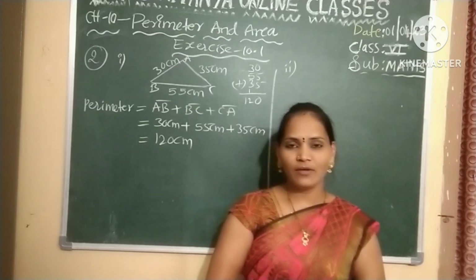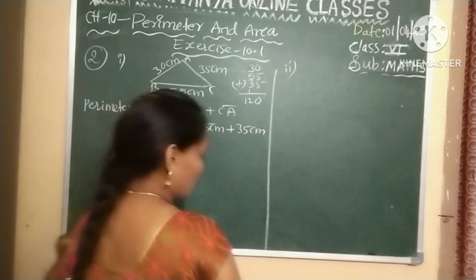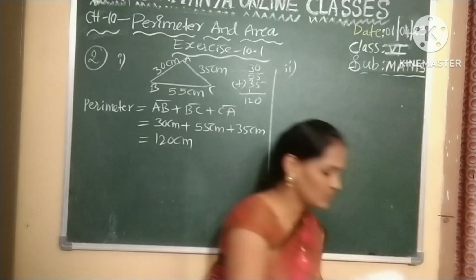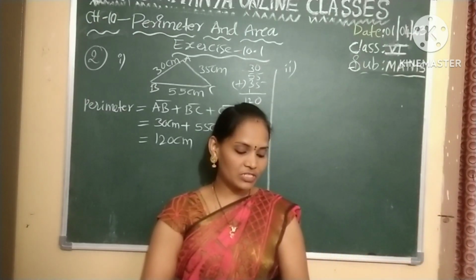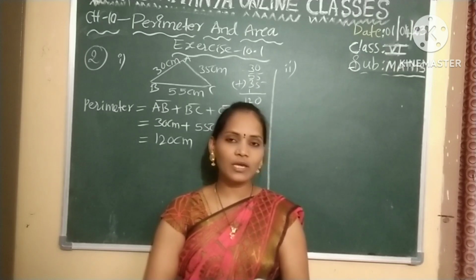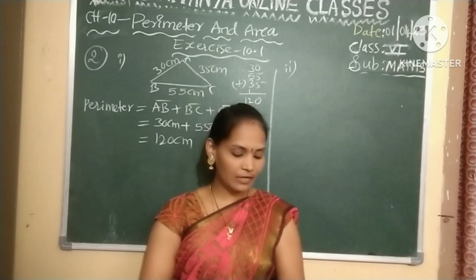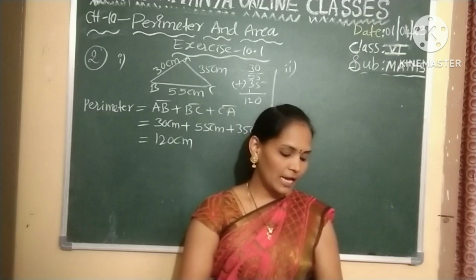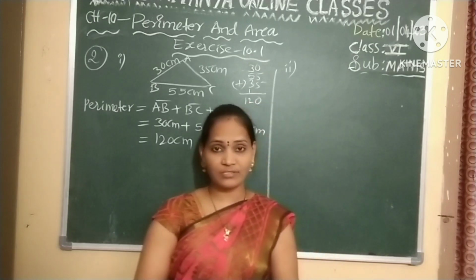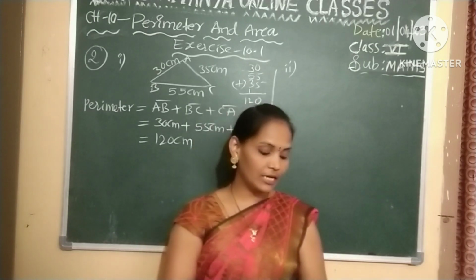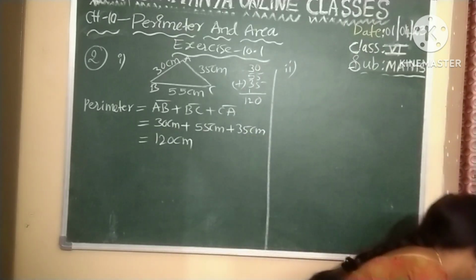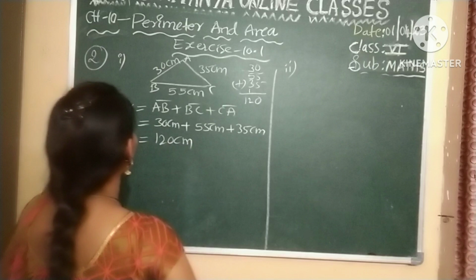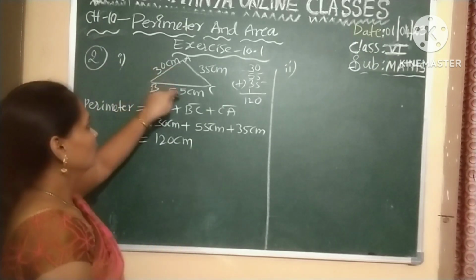Now, let us see the question. See here, the second question is given. Find the perimeter of each of the following figures. Okay, a few figures are given whose perimeter we need to find, and we should find out the cost of fencing also, putting a wire around that figure. Okay, so how to find? Let us see. Here, the first figure given is a triangle.